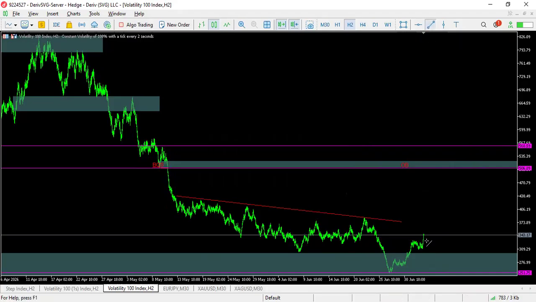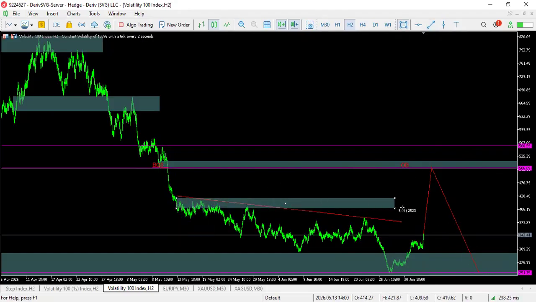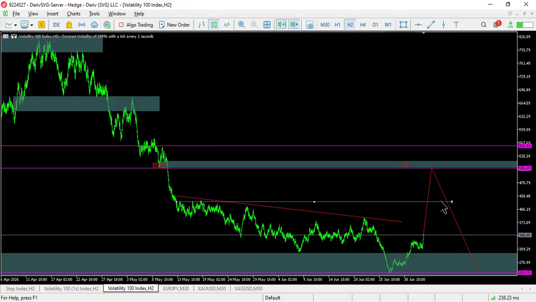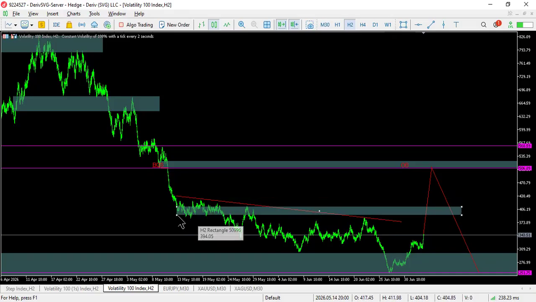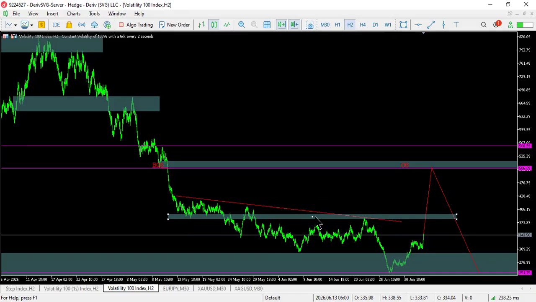Therefore, I'm anticipating for price to sweep this liquidity, go and take me in, and then proceed pushing down since our bias is bearish. I'm seeing that there is a lot of liquidity seated here because of these equal highs, this resistance level. I'm anticipating for price to sweep this liquidity that is seated here.